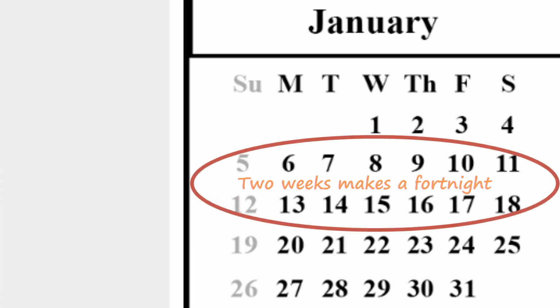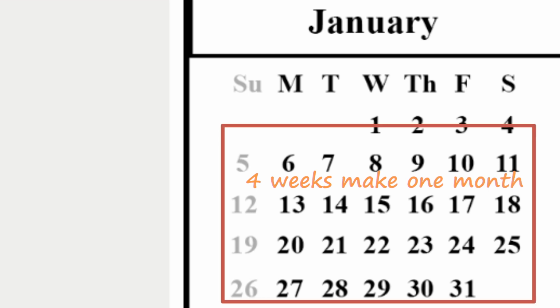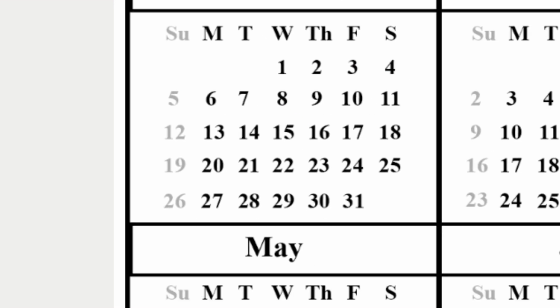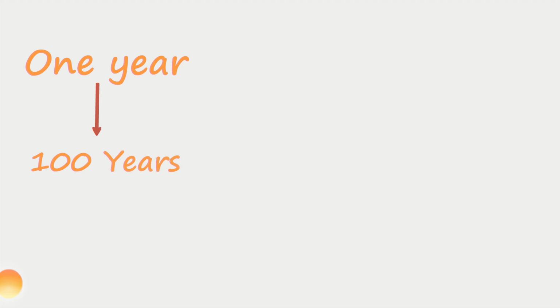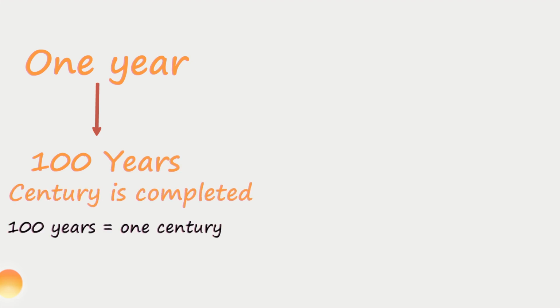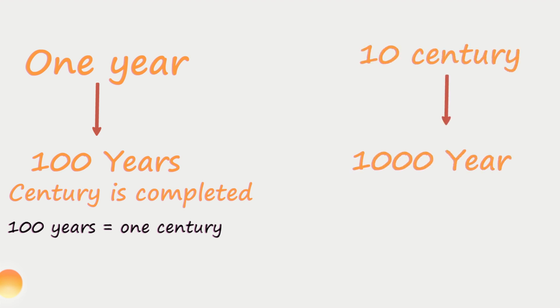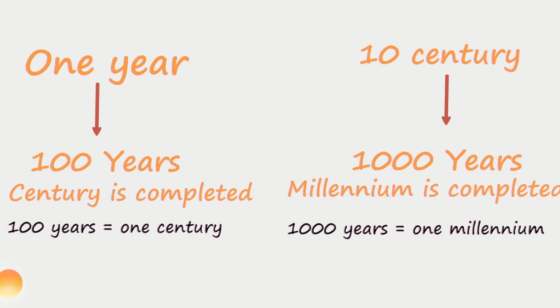2 weeks make a fortnight. 4 weeks make a month. 12 months make a year. In this manner, we reckon time in bigger and bigger units. 1 year is followed by another. And when 100 years go by, a century is completed. When 10 centuries, that is, 1000 years are gone, a millennium is completed. Such a method of dividing time is known as a unilinear division of time.